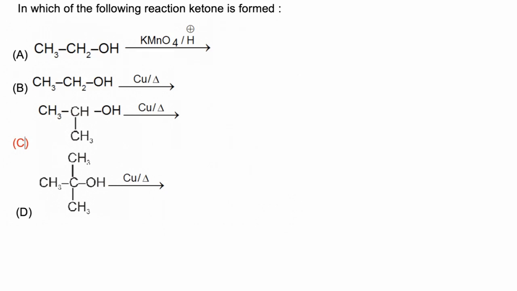In this question we have to find in which of the following reactions a ketone is formed as a product. Now in the first case, when ethanol is treated with acidic potassium dichromate, which is a strong oxidizing agent, the strong oxidizing agent will convert the 1 degree alcohol ethanol into aldehyde first, and then the aldehyde will be further oxidized. So the final product formed in this case is acetic acid.